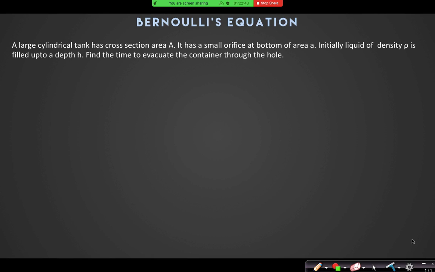A large cylindrical tank has a cross section area capital A. It has a small orifice at the bottom of area small a. Initially, the liquid of density rho is filled up to a depth h. Find the time to evacuate the container through the hole.